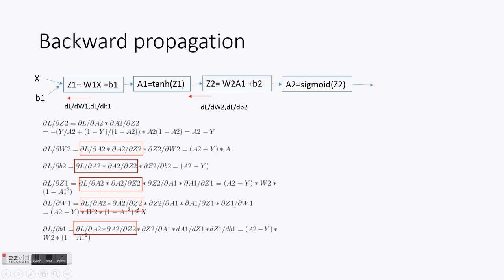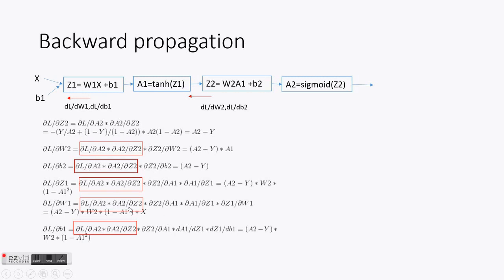And lastly ∂L/∂W1, again using the chain rule, is ∂L/∂A2, ∂A2/∂Z2, ∂Z2/∂A1, ∂A1/∂Z1, ∂Z1/∂W1. Basically we notice this is whatever you got previously, and the additional last one is ∂Z1/∂W1. We already have found that up till this point ∂L/∂Z1 is (A2 minus Y) into W2 into (1 minus A1 squared), and lastly we only need to find ∂Z1/∂W1, which is X.